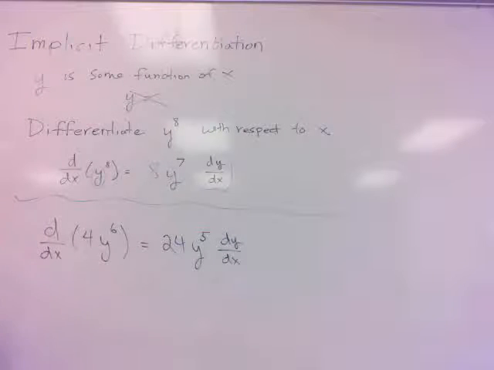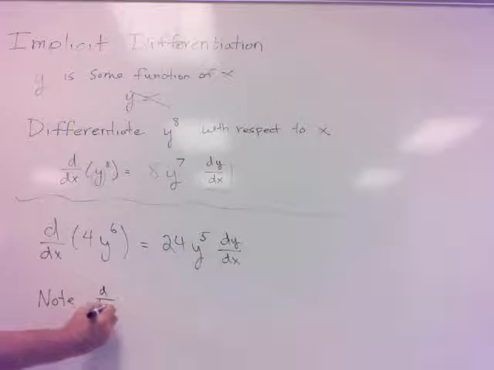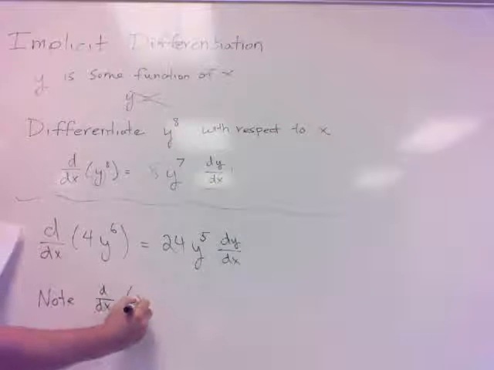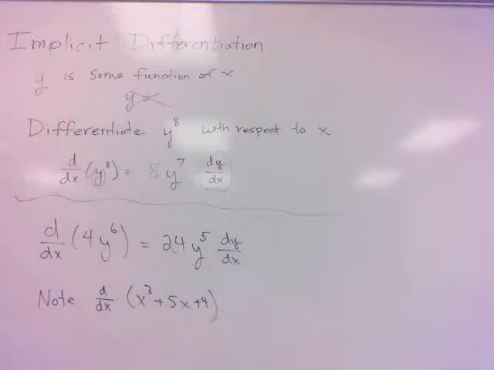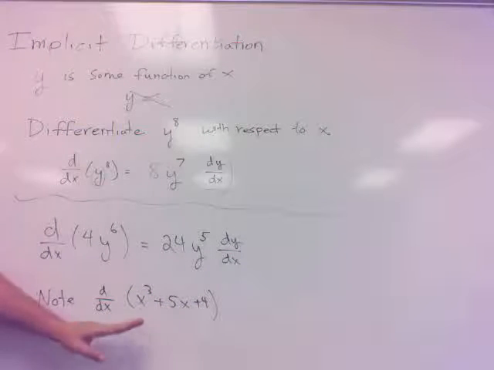Now, what if I do the d dx of, say, x to the 3rd plus 5x plus 4? If I'm just doing the d dx of that, what do I get?